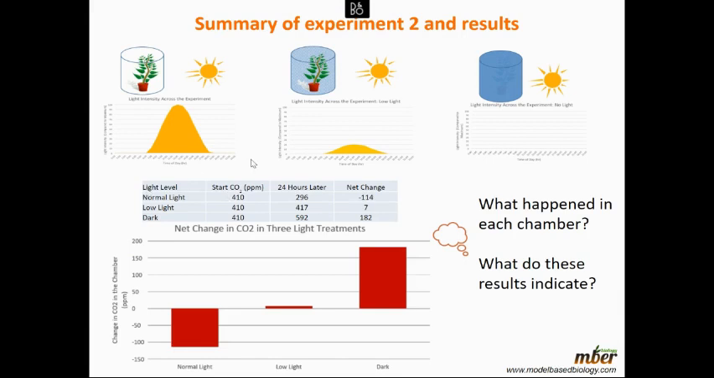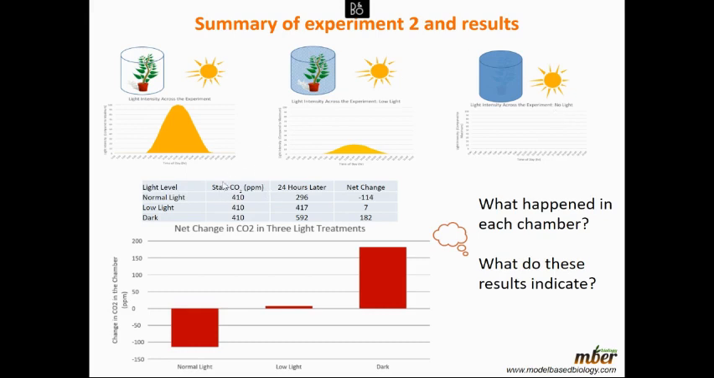So here's the chart that they got, and then the graph. And again, you're going to explain what happened in each chamber and what these results indicate. So on that Google Doc that's attached to these notes, but I'll go through it also to help you figure out what it's saying. So the light level, there was normal, so that's this one. Low, that's the one in the shade. And then dark would be no access to light.